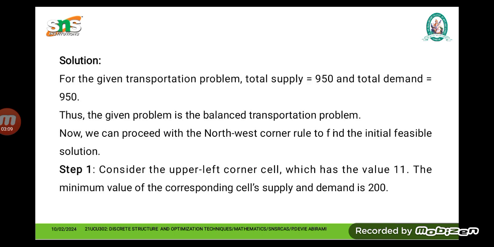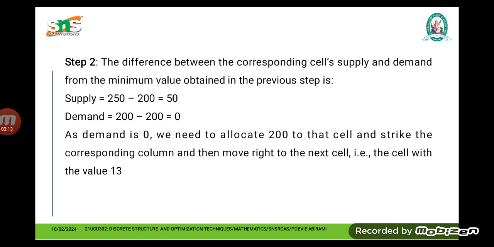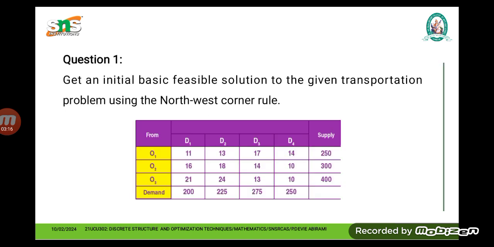Now we are going to use the northwest corner method. Step 1 is to choose our northwest value. Here our northwest value is 11. In supply we have 250, and in demand we have 200. So we choose the demand value 200. Cross out the column, that is D1, and subtract 200 from the supply value 250. We get 50.